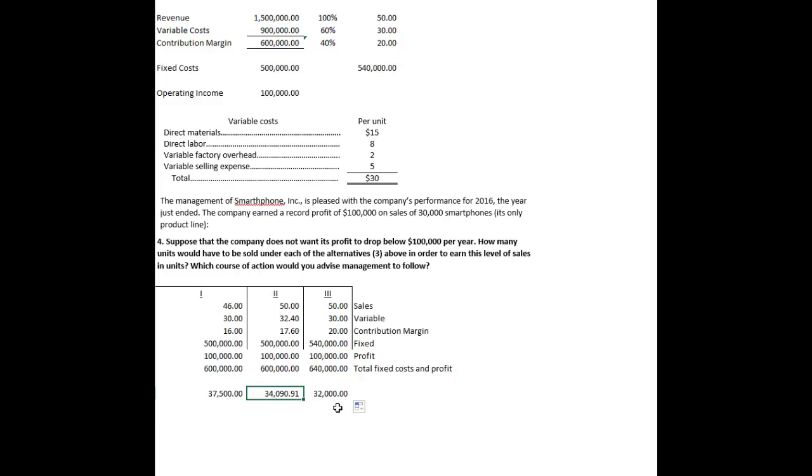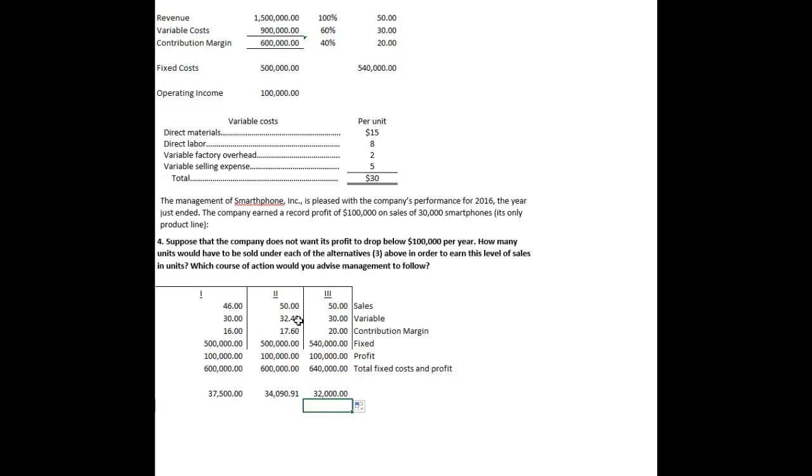So I guess there are several ways we could make a recommendation to management. We could say, okay, strictly on a numbers game, it's easier to achieve the $100,000 of profit if you take on an advertising campaign. And so that would be a very good suggestion, to go with scenario 3.